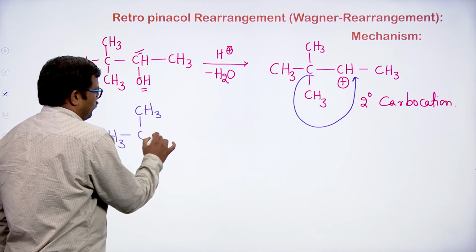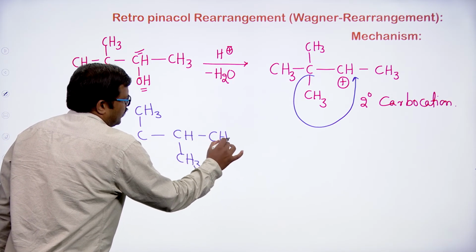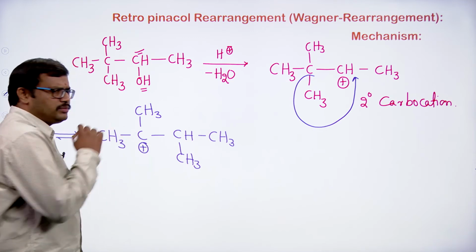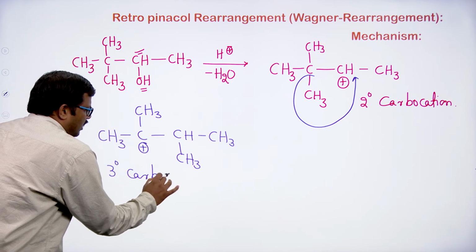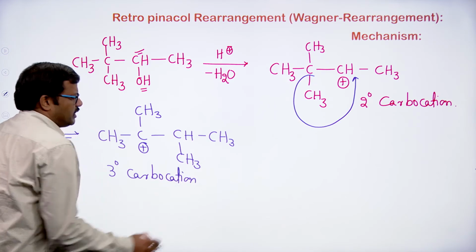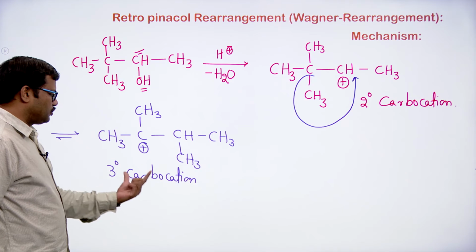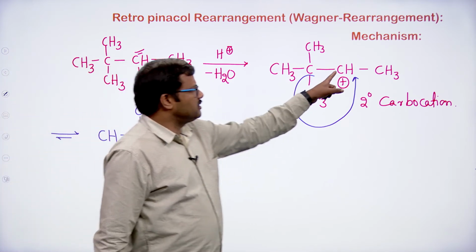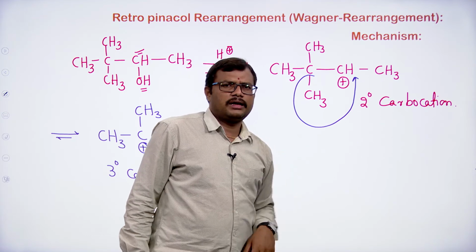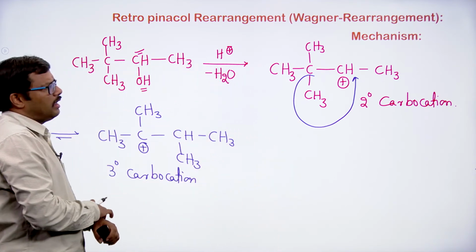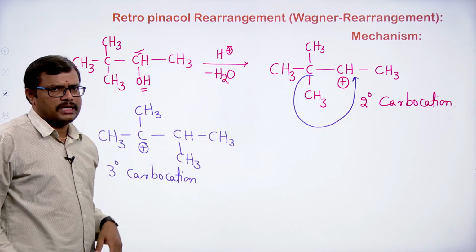So methyl shifting is taking place here, and we get the other product, CH3, after rearrangement of the carbocation. We get this carbocation, and if you observe, it is a tertiary carbocation. The carbon having the positive charge is connected to 3 other carbon atoms, so it is tertiary. And the other carbon atom having the positive charge is connected to 2 other carbon atoms, so it is a secondary carbocation. This one is secondary in nature, and this one is tertiary in nature.